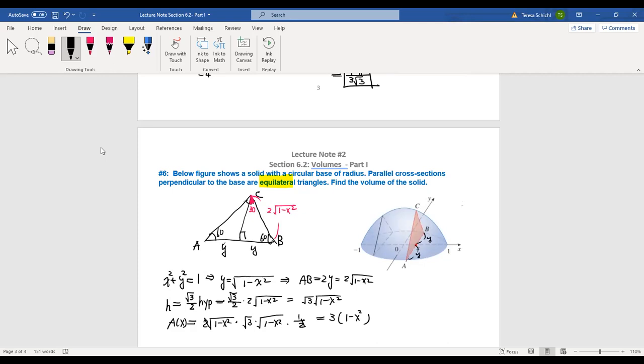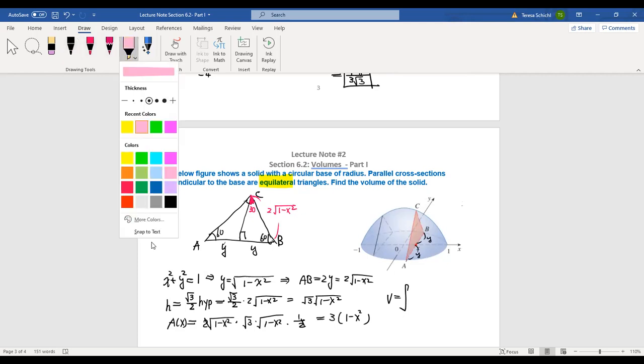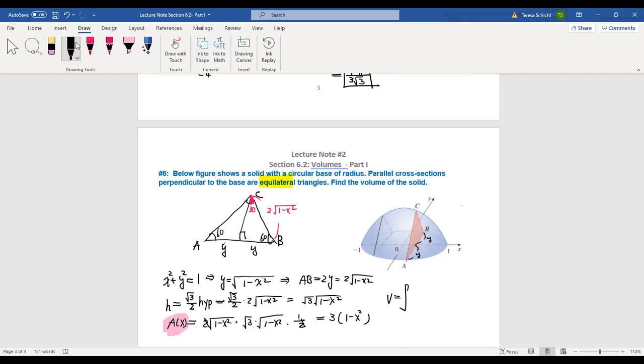Now I can find the volume. So the volume will be the area A(x), right? Let me color code that. This is my A(x), right? So the volume is the integral of A(x), which is the square root of 3 times (1 minus x squared), dx. Okay, let's take a look.